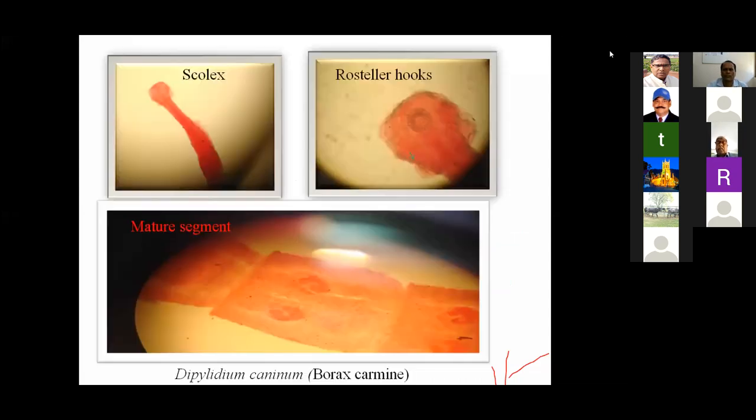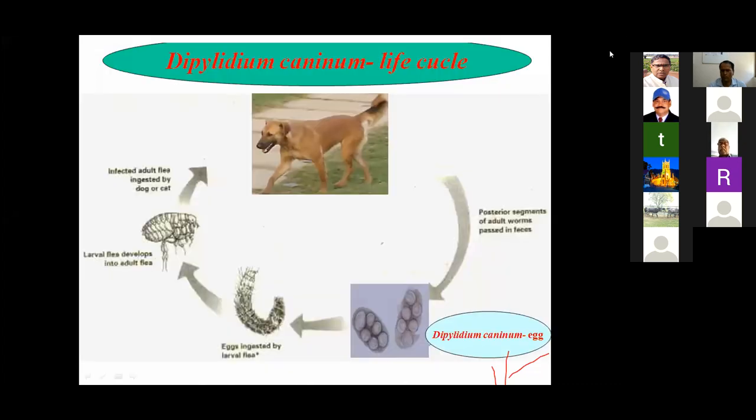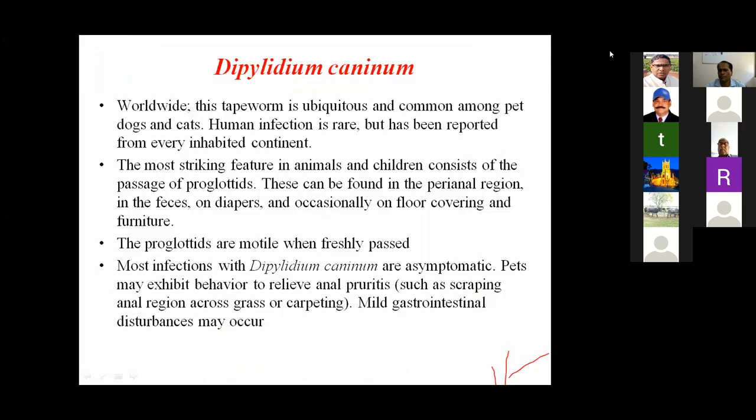These are the photos which I have taken from a cat. It is a cat Dipylidium caninum, which I collected in Jammu from a cat postmortem. Scolex and hooks are seen, and mature segments are shown. In dogs it is the same life cycle: eggs are passed, this is the larval stage, then larval stage to flea, and the flea is accidentally ingested, as I have told you earlier. Worldwide, this tapeworm is common among pets, dogs and cats.